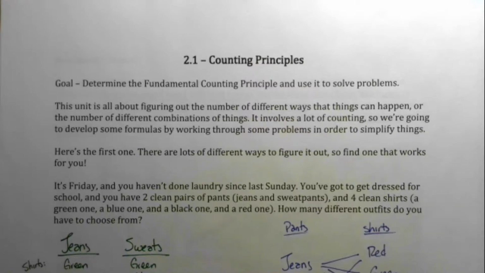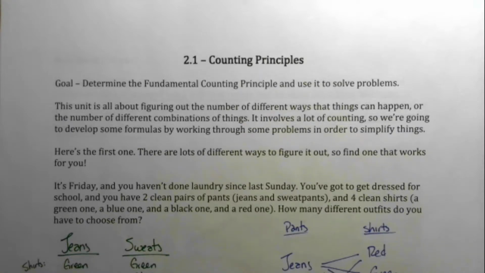In this first example, there are lots of ways to figure it out. Find one that works for you. It doesn't matter. You can do a sample space, you can do a tree diagram, you can do lists, you can draw pictures, it doesn't matter. You just have to find a way of keeping track of all the different possibilities.